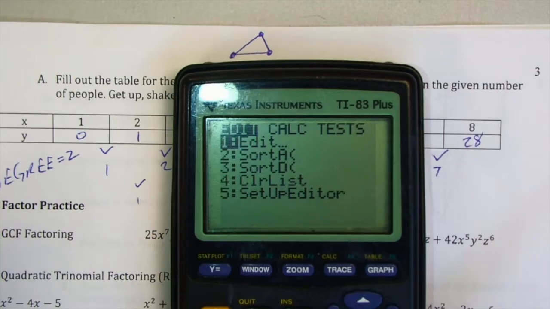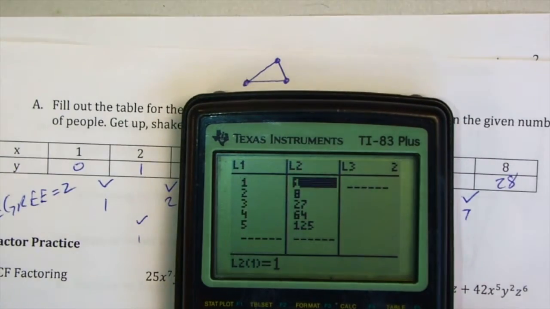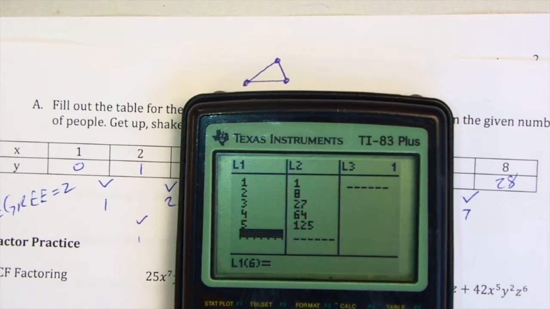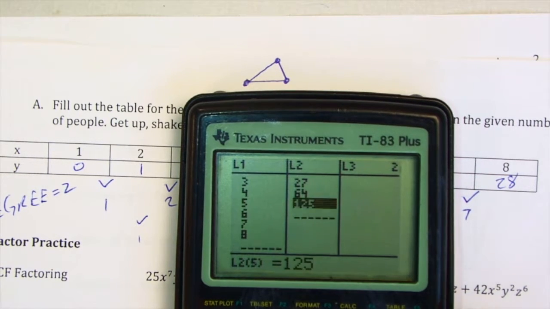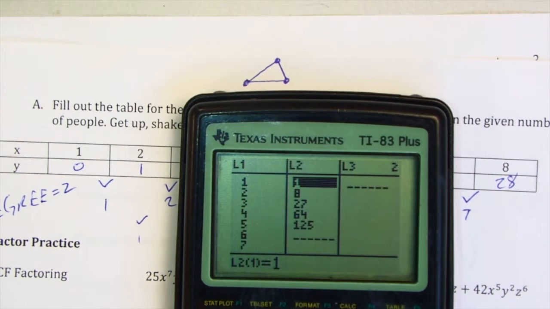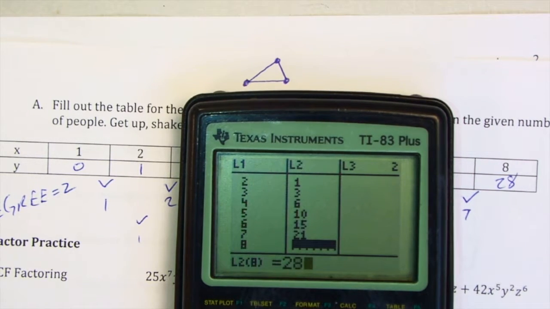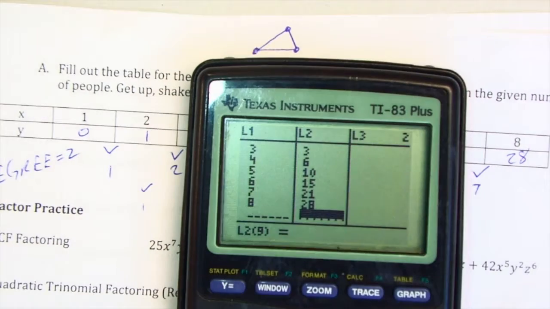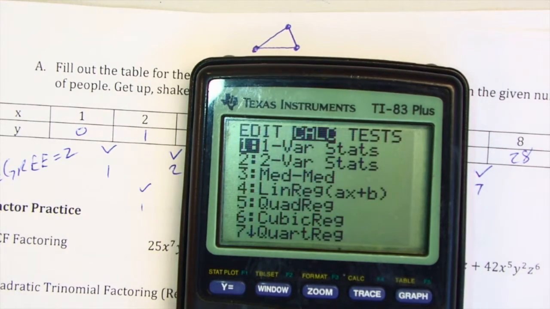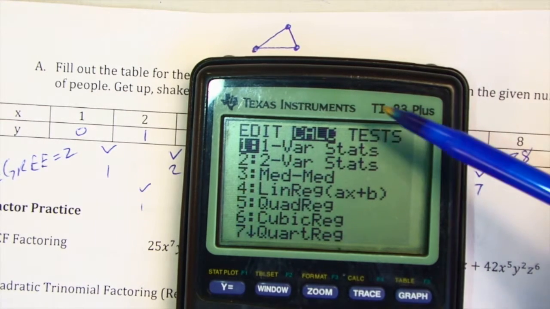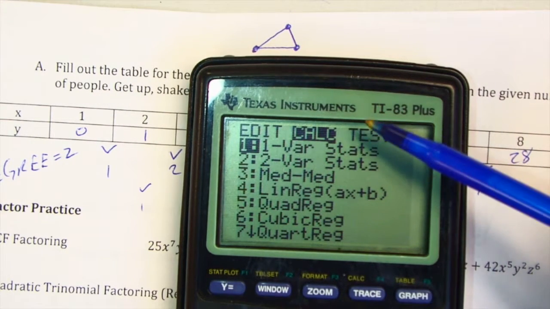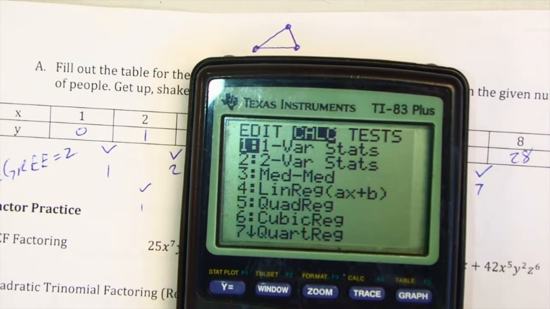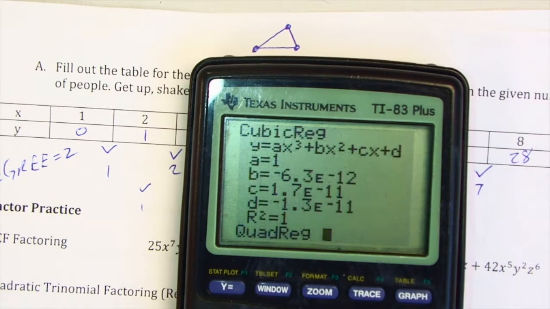So I'll hit stat, go to edit. Right here, list 1 is going to go 1, 2, 3, 4, 5, and then it also has 6, 7, and 8. This list over here has how many handshakes can go on. So 0, and 1, and 3, 6, 10, 15, 21, and 28. Got those numbers right out of the table. After you have that, now we can figure out which equation we need. I'm going to hit stat, go over to calc. Because the second difference is the one that gave me a constant difference, I'm going to go down to number 5, which is a quadratic regression, and pick that one.